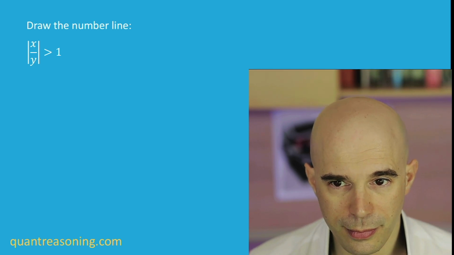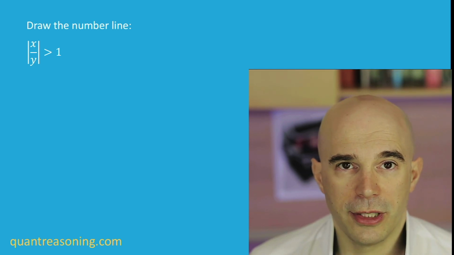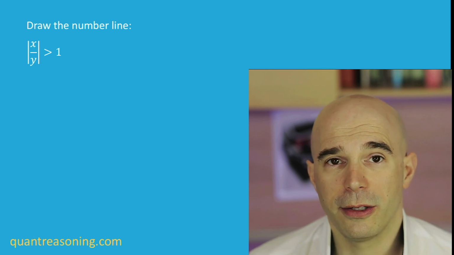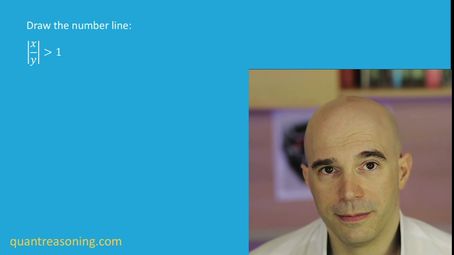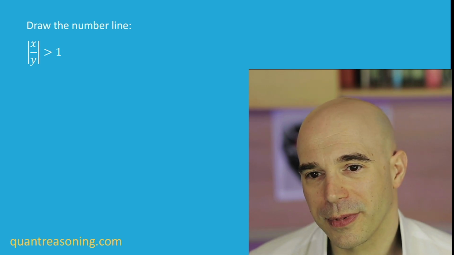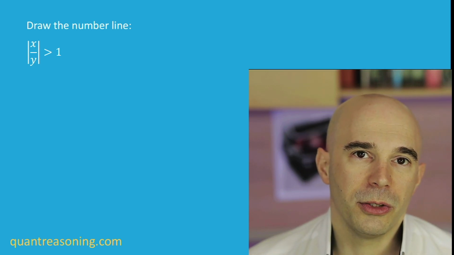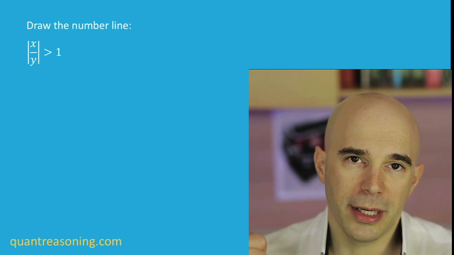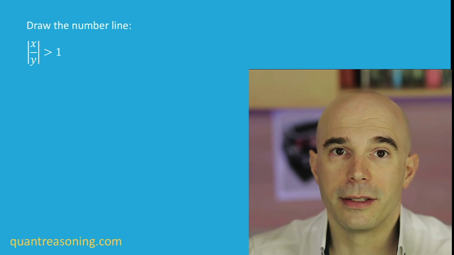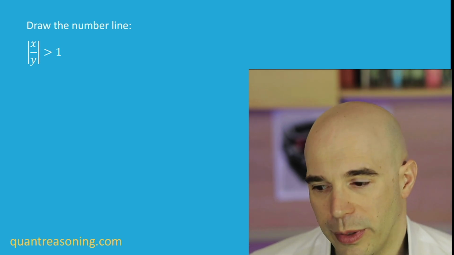So I don't know if x is positive or negative. I don't know if y is positive or negative, but the ratio of their absolute values is definitely going to be positive, or 0 if x is 0. But when we're told that that ratio is greater than 1, that implies that the numerator overshadows the denominator. It's greater in absolute value, meaning it's farther away from 0.